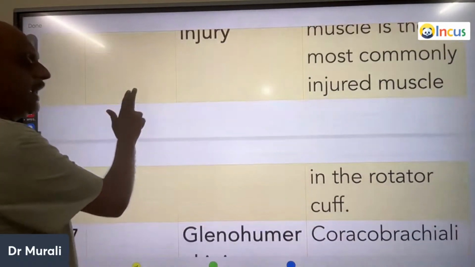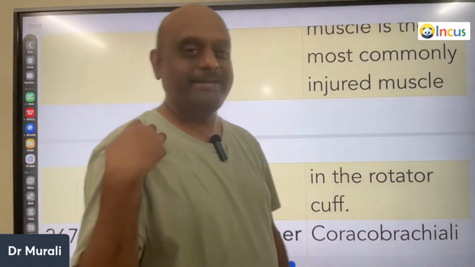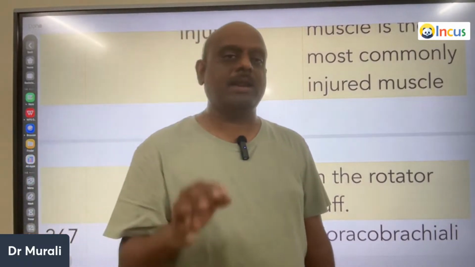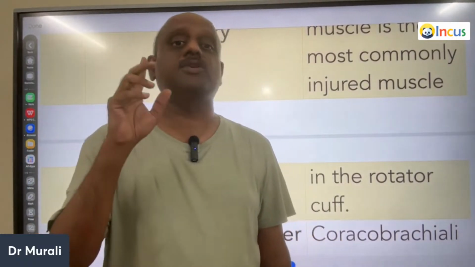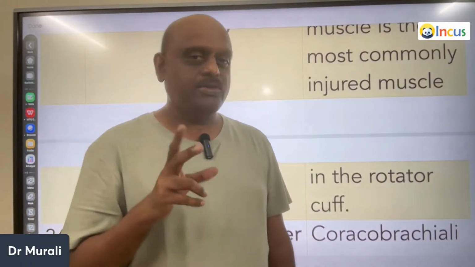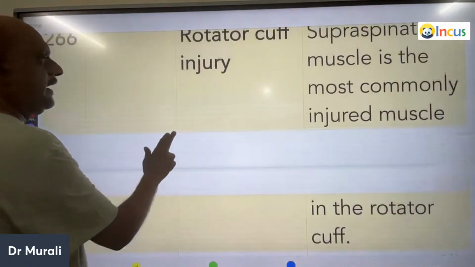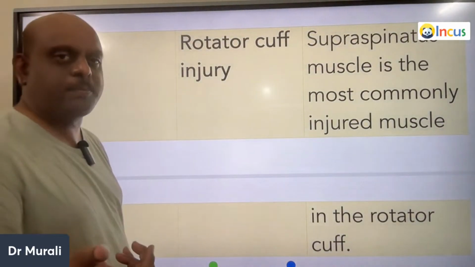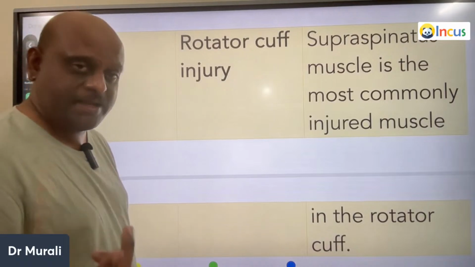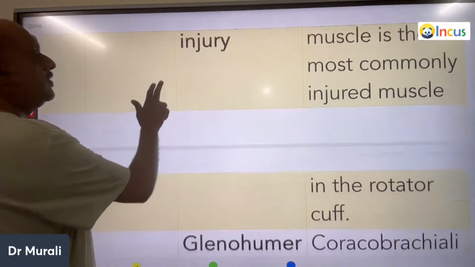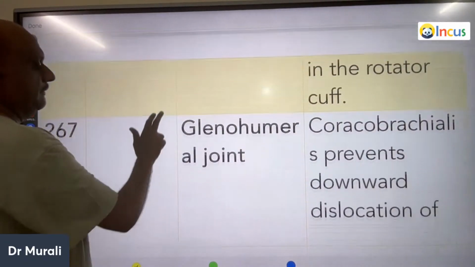Now, whenever there is a rotator cuff tear in sports injuries, what is the most common muscle of the rotator cuff which is injured? It is the supraspinatus, right? Supraspinatus. So you should know the SITS group of muscles: supraspinatus, infraspinatus, teres minor, right? So supraspinatus is most commonly injured.